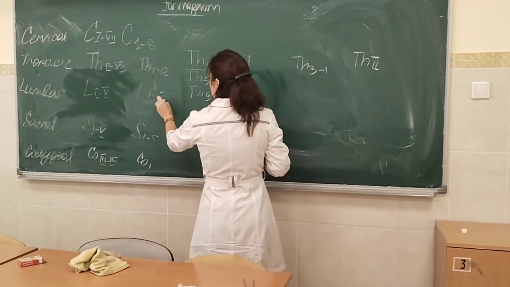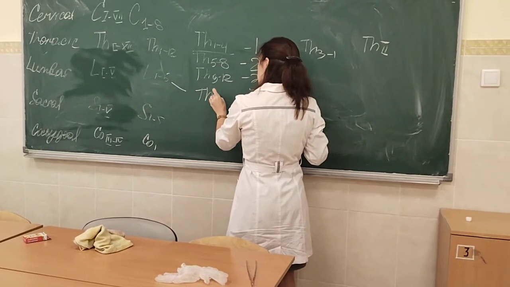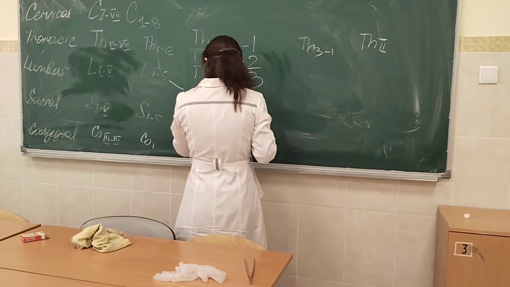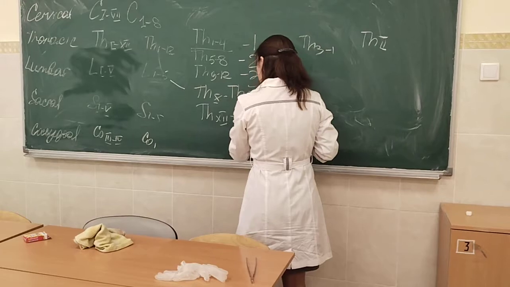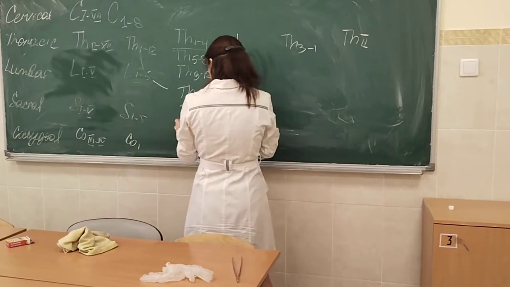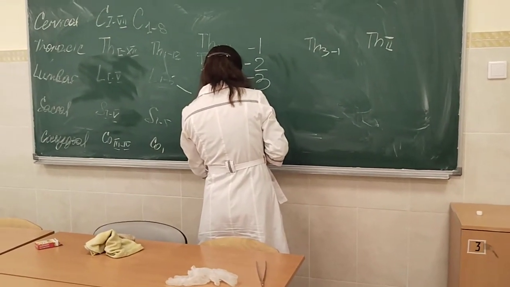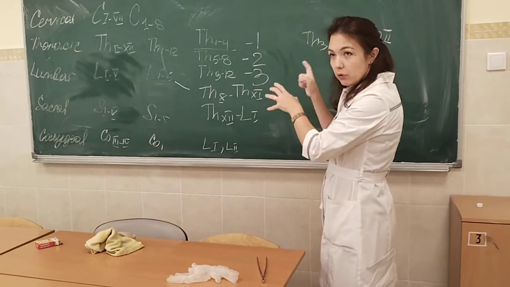That's why we can say that all the lumbar segments of the spinal cord are located at the level of TH10, TH11. All the sacral segments are located at the level of TH12, L1. And the first coccygeal segment, which is very small, is located at the level of L1, or in males, L2. You have to memorize it.